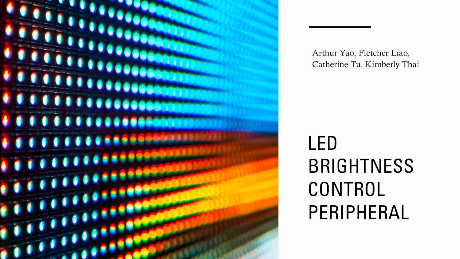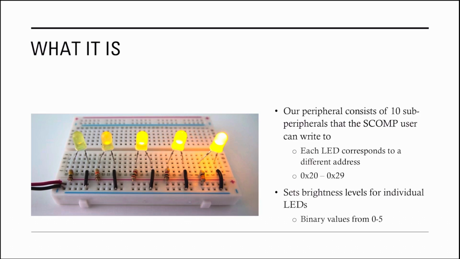So today we'll be presenting our LED brightness control peripheral. Our peripheral is actually 10 different peripherals, and each peripheral is responsible for controlling one of the LEDs on the DE10 board, which is why we have 10. Each peripheral controls the brightness level of its LED, so that each LED can have a different brightness on the DE10 board, independent of each other.